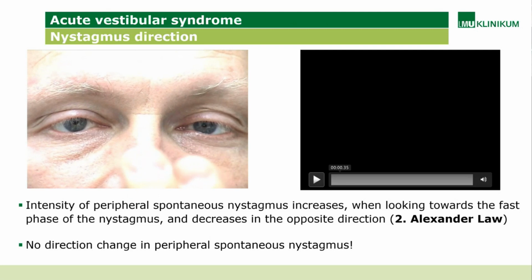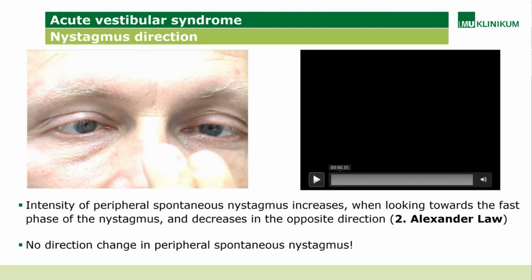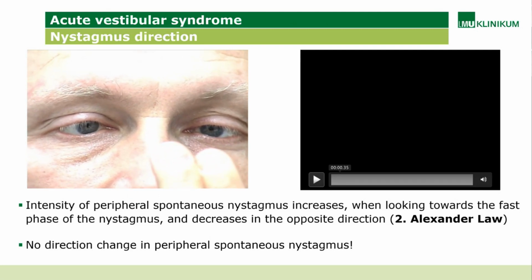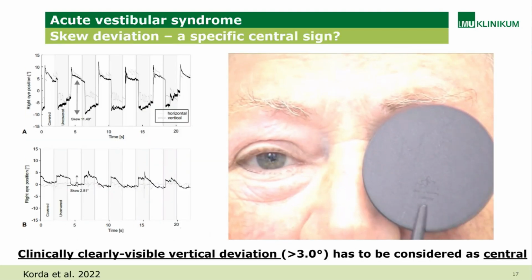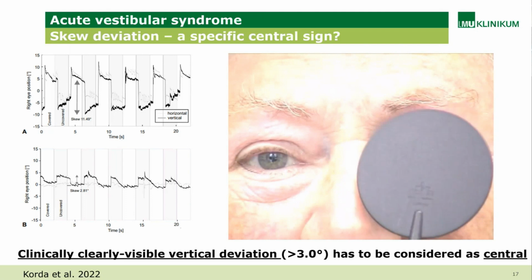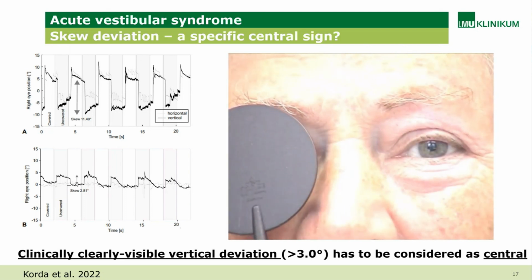Another thing which we already touched upon a bit is the direction specificity of a peripheral and a central nystagmus. Just say that if the nystagmus changes direction as a function of gaze, then it is central. And if it does not change direction, it's peripheral. So quite an easy rule.